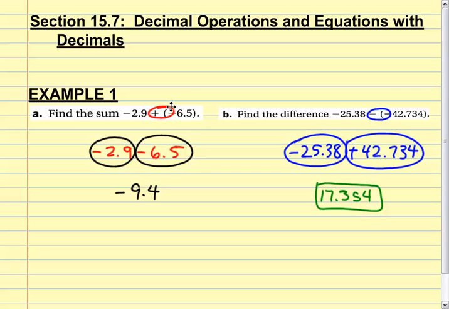You could flip these two, couldn't you, Emily? Emily's talking about the commutative property of addition. She's saying, I'm always adding these two things. I could put the 42.734 in the front and the minus 25.38 in the back, and then it looks just like a subtraction problem. Okay? But remember, we're always adding, aren't we? I'm adding negatives and positives. That's all I'm ever doing, adding negatives and positives. Okay? Let's look at the next one here.